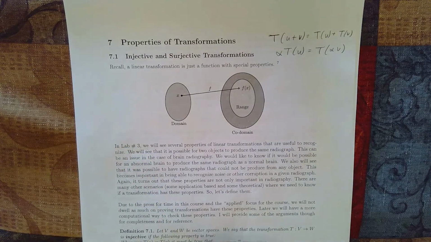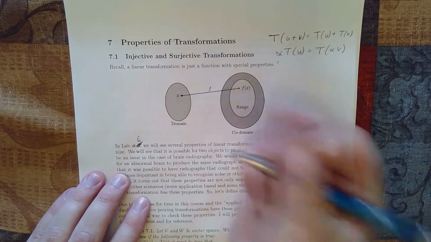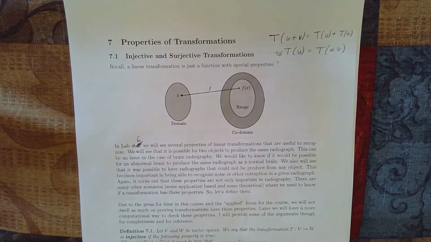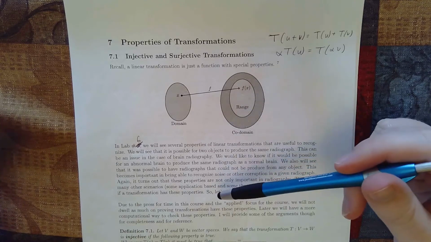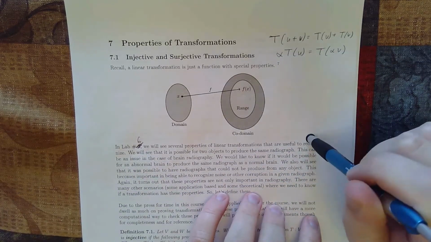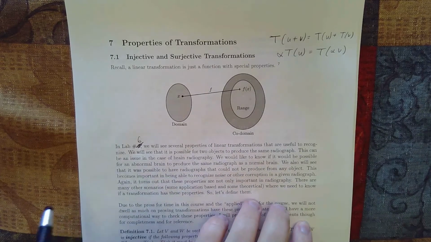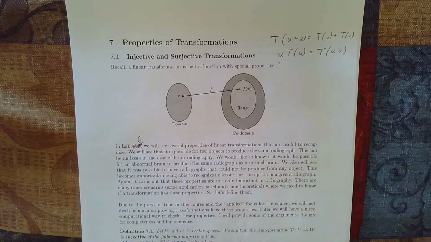So this is going to be lab 6. In the future, we're going to see several properties of linear transformations that are going to be useful for us to recognize. Back when we had our radiography lab, we talked about the idea that we would love to be able to take what we get from the machine and trace that back to figure out exactly what object we had in the brain, in the scans that we have made. So it's going to be useful for us to understand a couple of these linear algebra properties so we can get there.